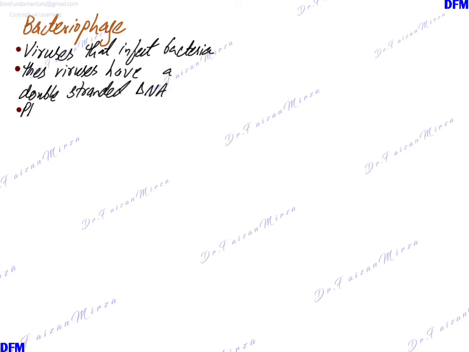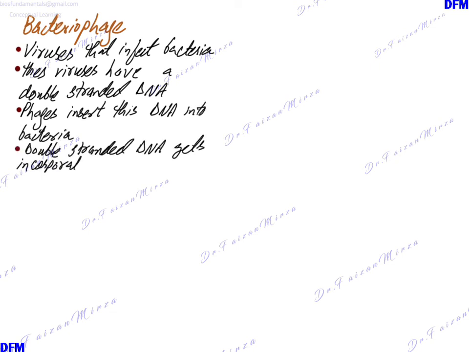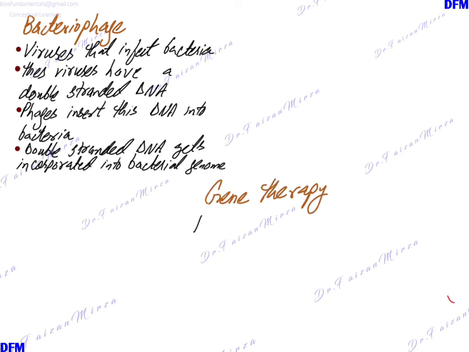Bacteriophage. What are bacteriophages? Bacteriophages are viruses that can infect bacteria, and when these viruses infect bacteria, they have double-stranded DNA, and phages insert this DNA into the bacteria. The double-stranded DNA then gets incorporated into the genome of the bacteria and becomes a part of the bacteria. And this is exactly the double-stranded DNA of the phage that CRISPR-Cas9 in the bacteria can cut, so it can survive the viral attack.